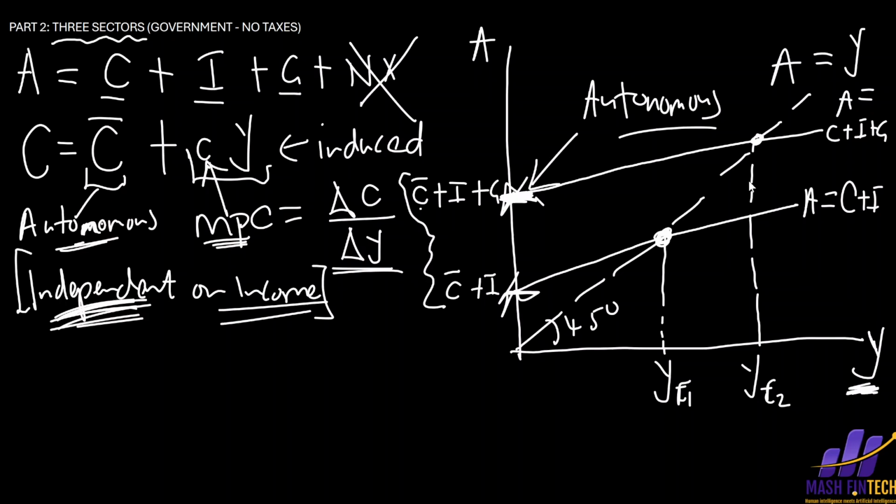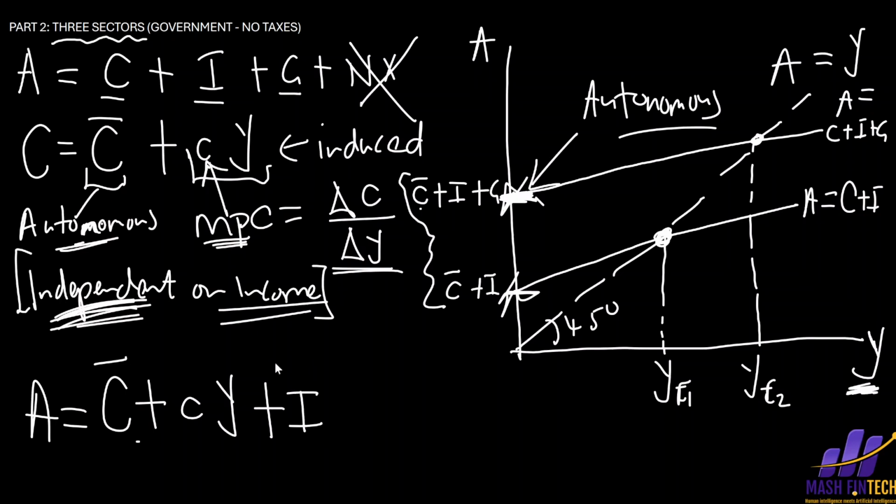All right, the graph is going to look like this. And therefore, our total spending A is C, which is in two parts: autonomous consumption and induced consumption, plus investments, which is autonomous, and government expenditure. All right. So I'm going to continue this on the next slide and show you how we get the equilibrium level of income.